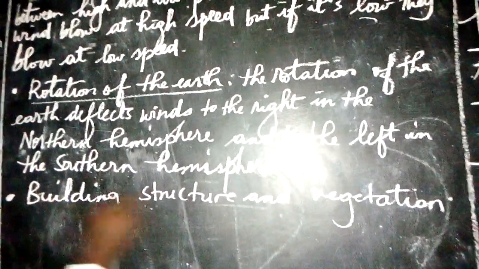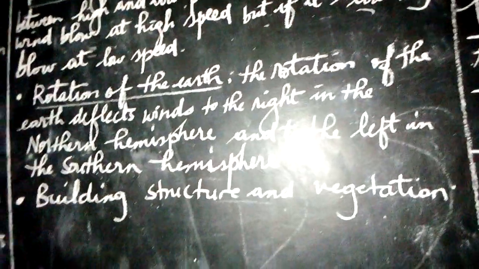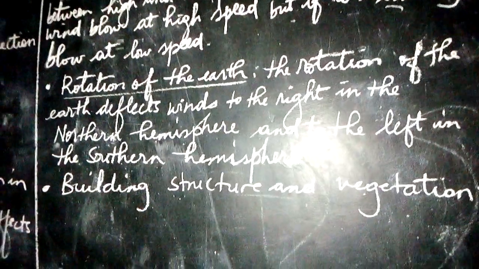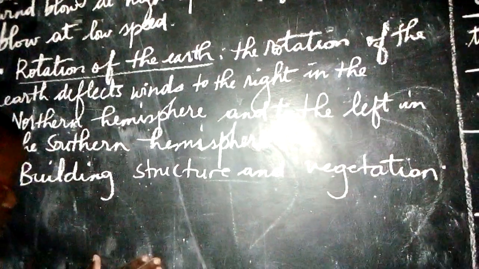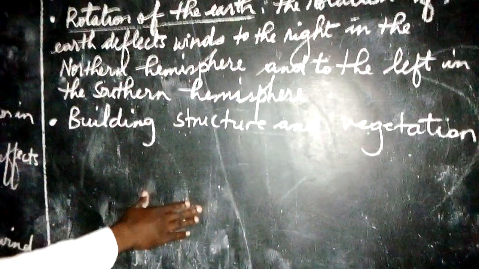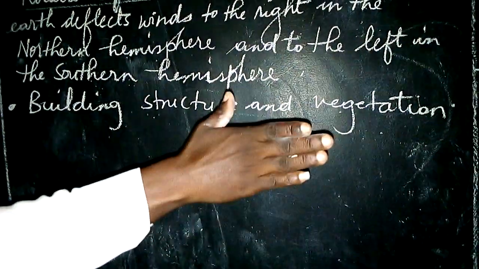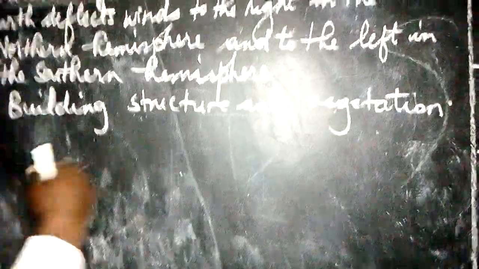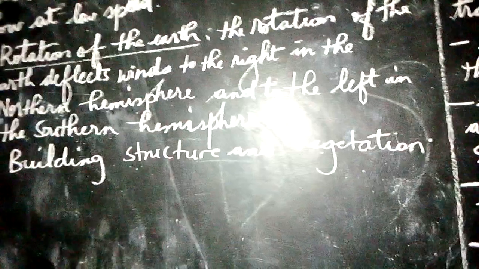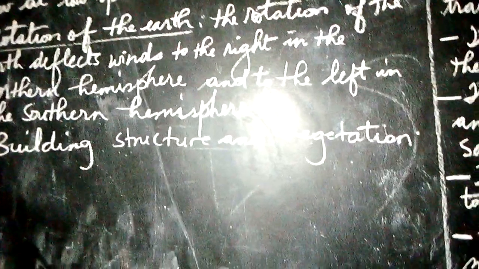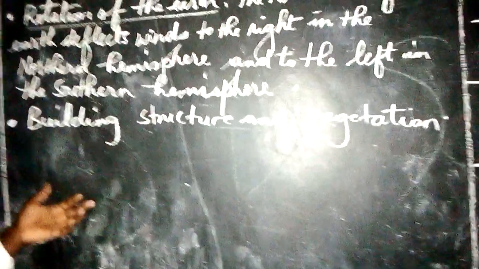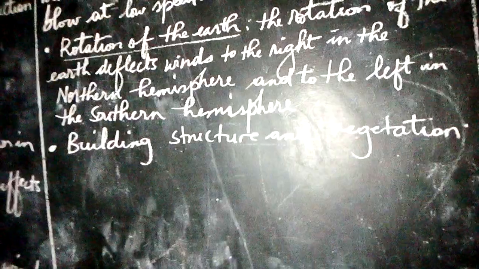Next, finally, we have building structure and vegetation. Building structure can cause a wind to change its direction. If winds are flowing, for example, on this side, and meet this wall, immediately the wind will deflect its direction and look for another way to blow. And when wind is blowing and finds places with dense vegetation, it will change its direction and blow in different areas. That's why we may say building structure and vegetation can influence the speed, the velocity and even the direction of the wind.